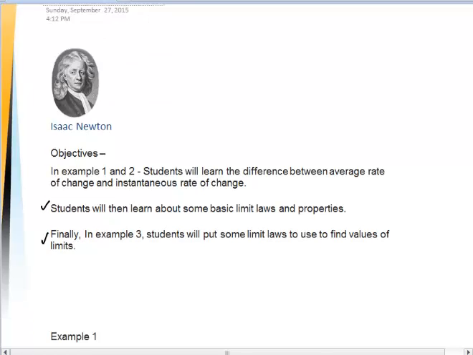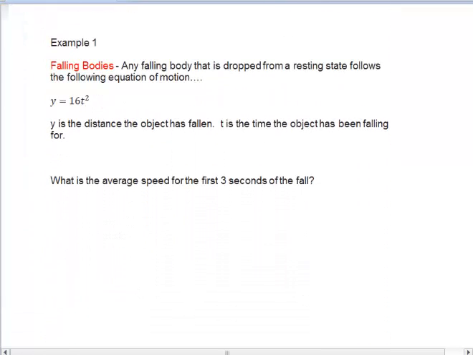So, moving right along, in our first example, we have a falling body that is falling through the air, and it's a dense body, so we don't have to worry about wind resistance effects. The distance that it travels is based on this equation, 16t squared. We want to find the average speed for the first 3 seconds.